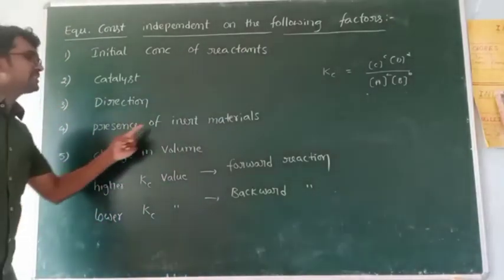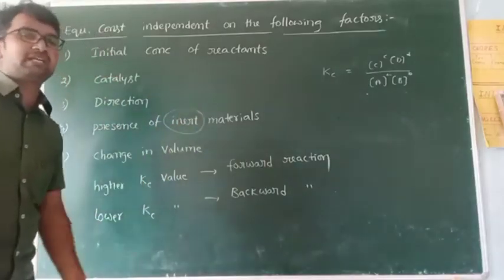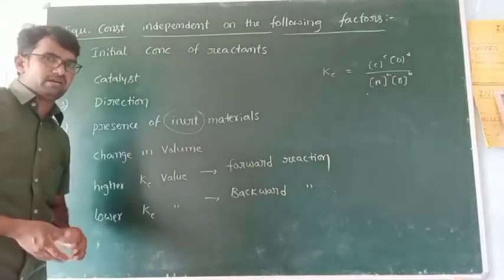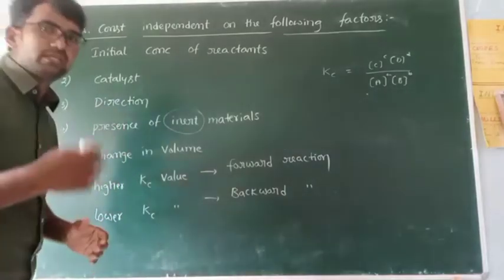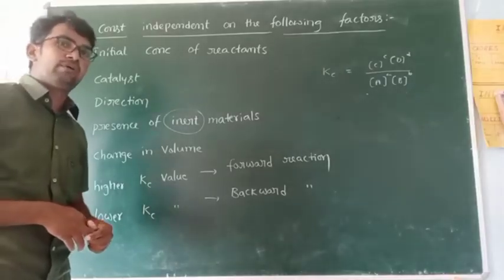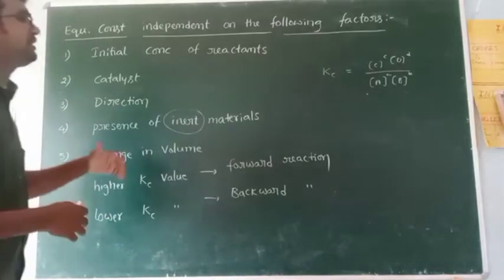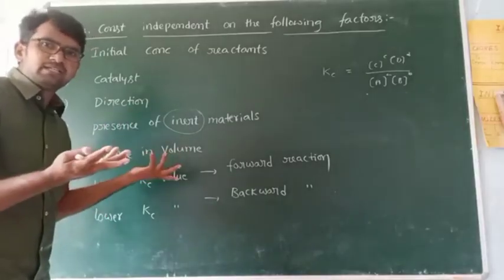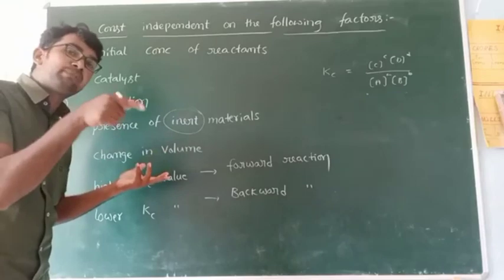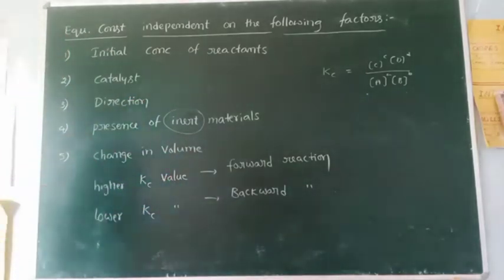Fourth one, presence of inert materials. Inert materials means inert atmosphere created materials: helium, neon, argon, krypton, xenon, inert gases. Nitrogen is also a stable molecule. That's why nitrogen gas also creates an inert atmosphere. So if any inert materials are there, that also does not affect the chemical equilibrium reaction. That's why the chemical equilibrium constant also does not depend upon the inert materials.